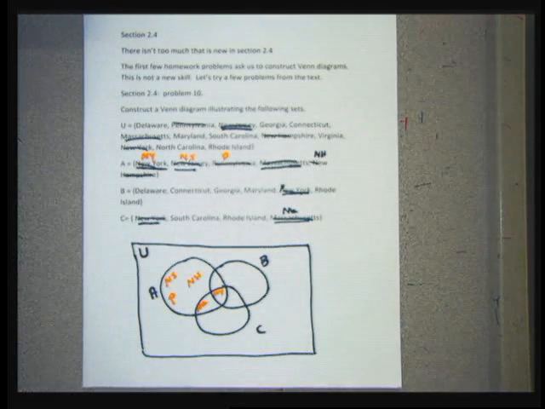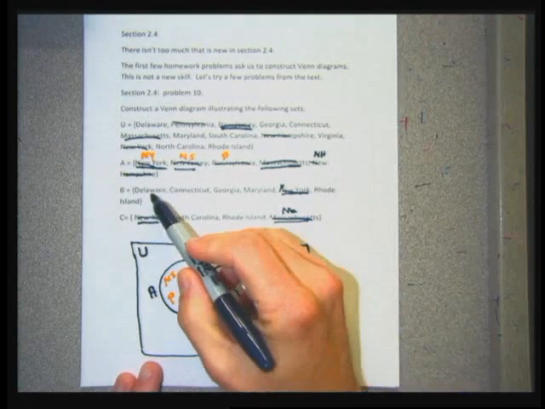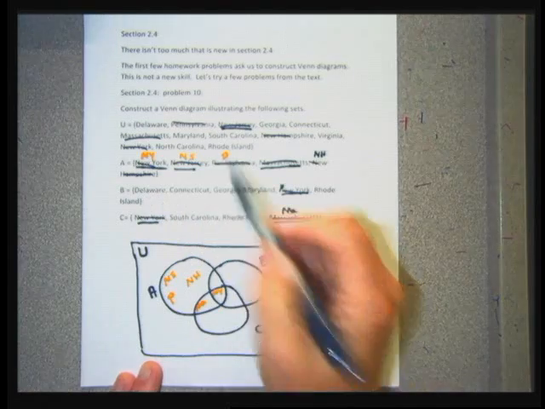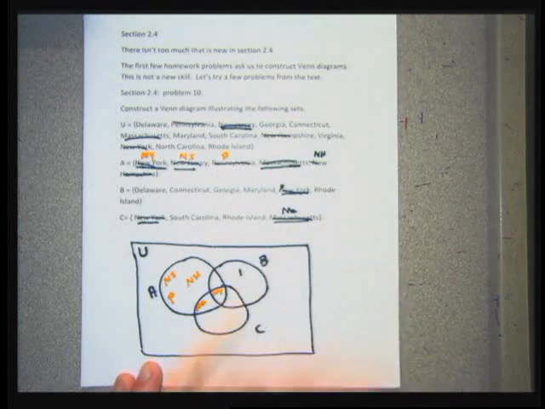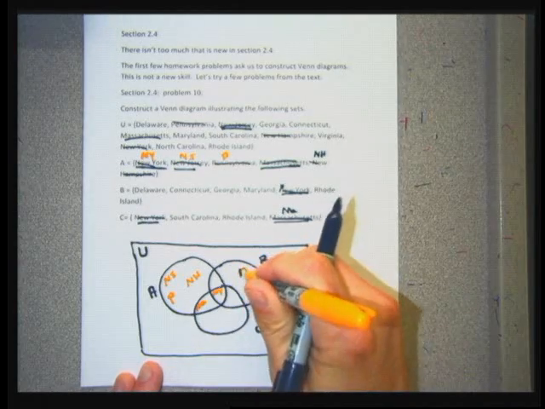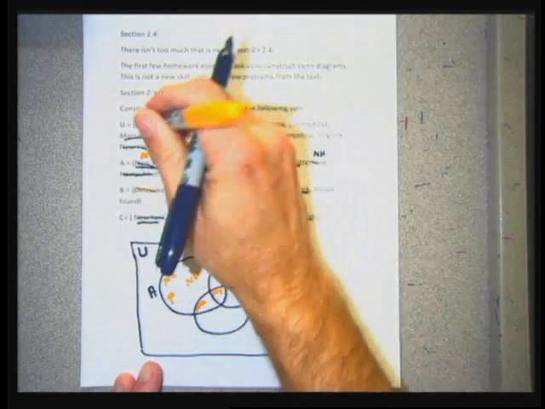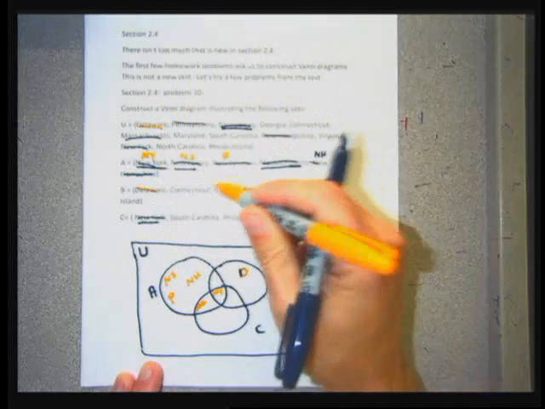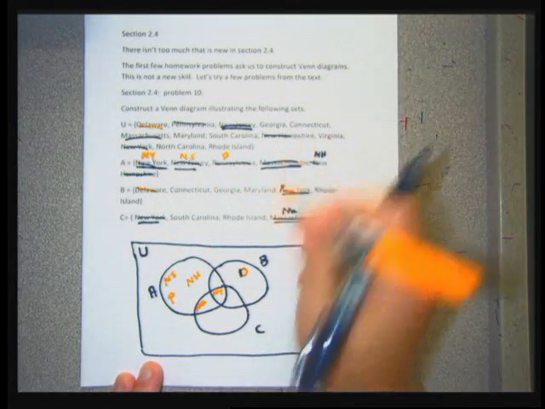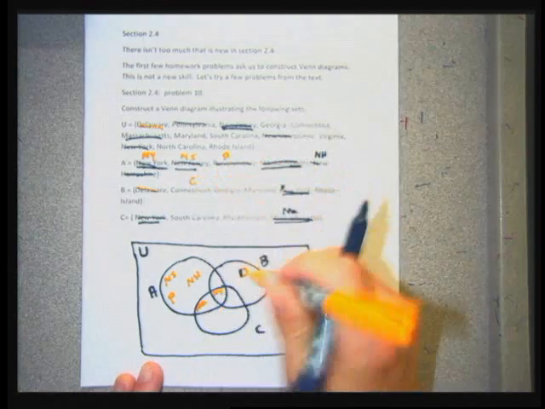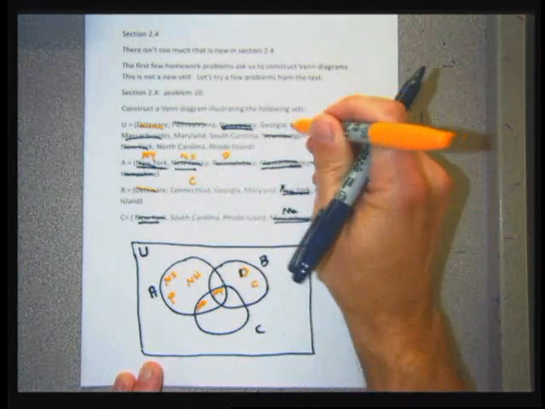The first thing I see in the B set is Delaware. And the only other place I see Delaware is in the U set. So Delaware, which I'm going to write as a D, needs to be in the portion of the B set that's not overlapping. Connecticut is next. Similarly, Connecticut isn't in any other set other than the universe. So I'm going to write a C for Connecticut, and I'm going to put it in the freed up portion of the B set.